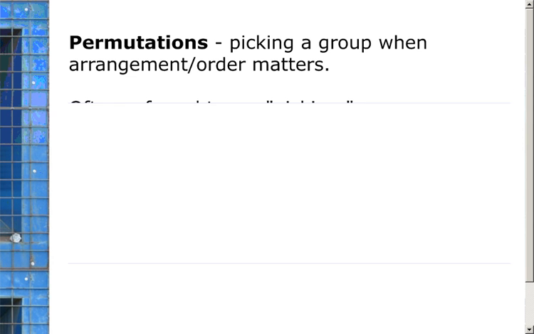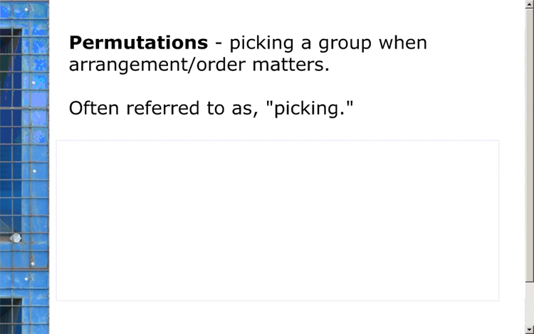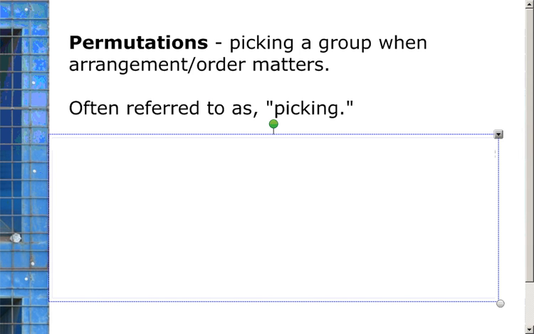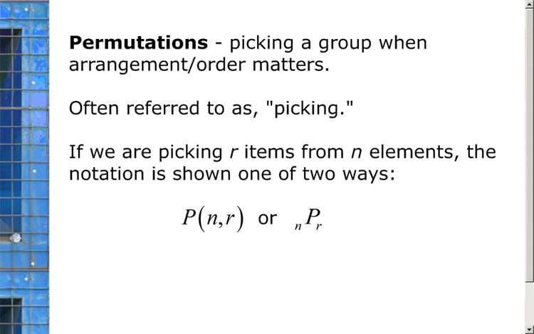Okay. So if order matters, what we're going to end up doing is this. Sometimes people refer to it as picking. So like, 7 pick 2, that means you're going to pick 2 things out of 7. The way that we represent this mathematically is this. If we're picking our items from n elements, notation is shown one of two different ways. One way is permutation of n choose r. So n is the group, r is what you're picking. And then the second one is actually the way your calculator spells it out, nPr. Again, the group comes first, the number of choices comes second.